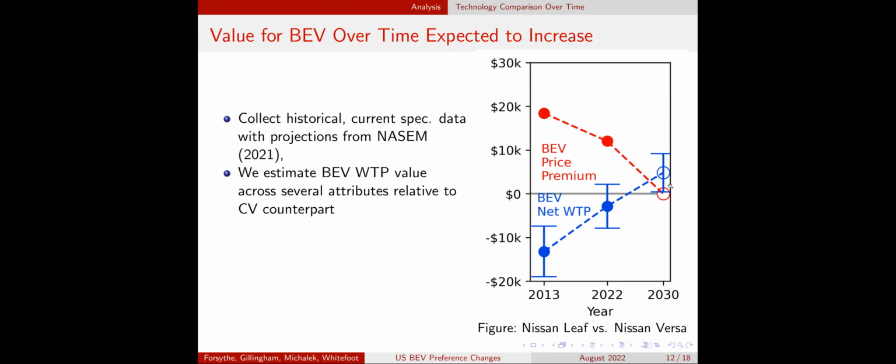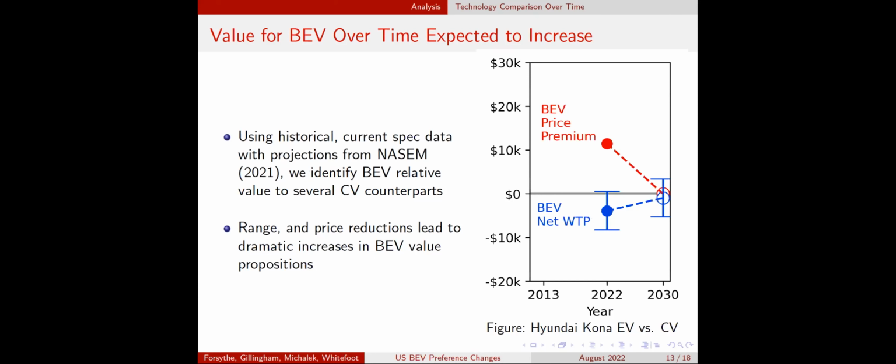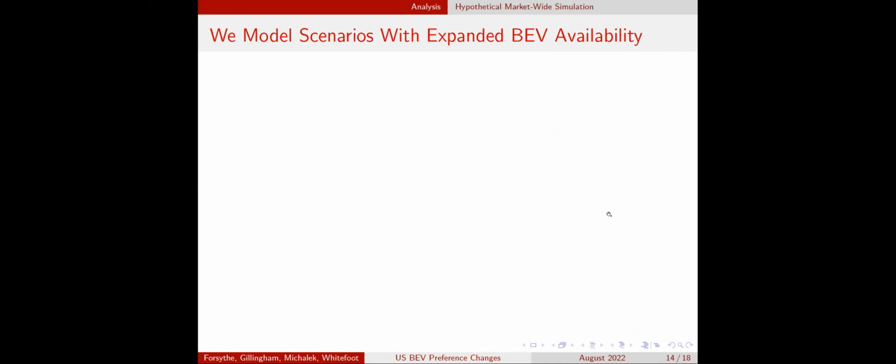And we can do the same thing for SUVs, though there's been no SUV on the market the same length of time as the Nissan Leaf. But Hyundai has the Kona, which is available in both EV and conventional versions, and it sees a similar expectation in terms of price premium decrease and increasing range, increasing its value. So that was looking at some head-to-heads.